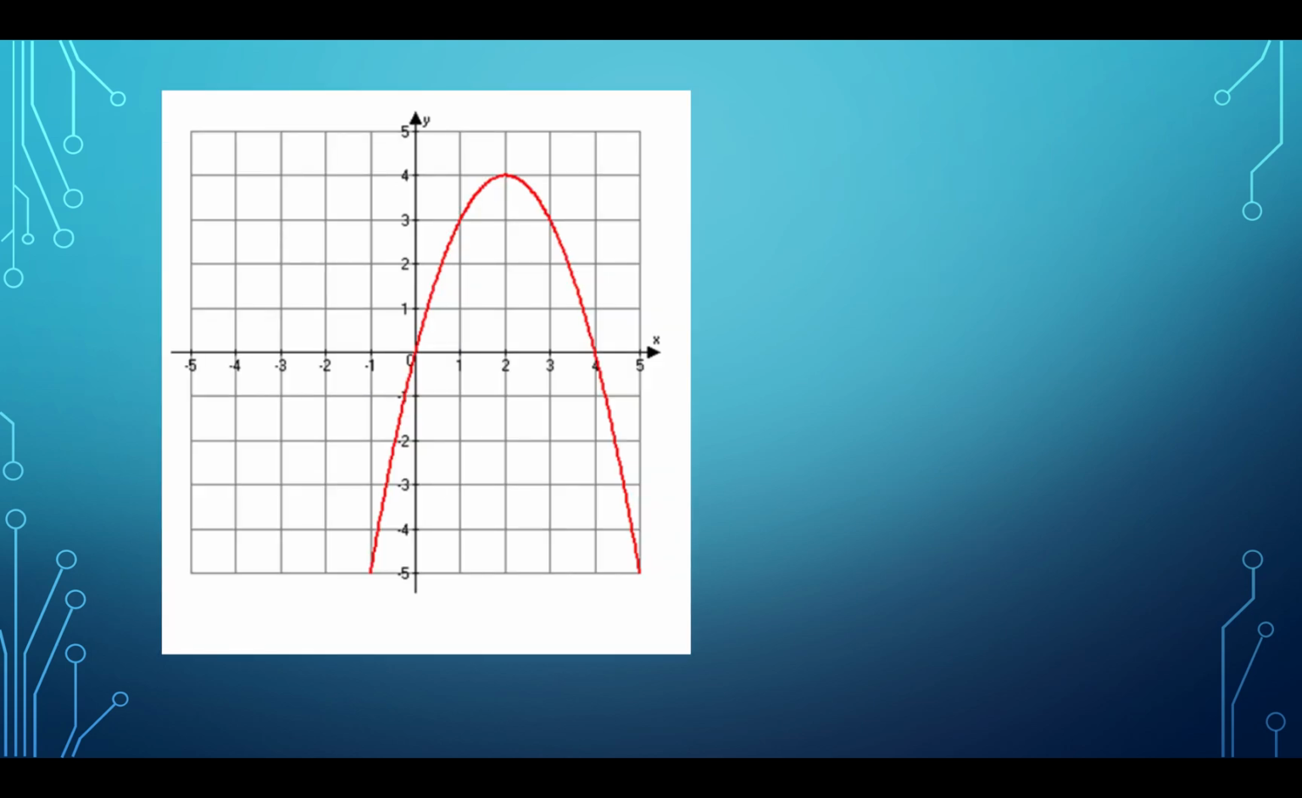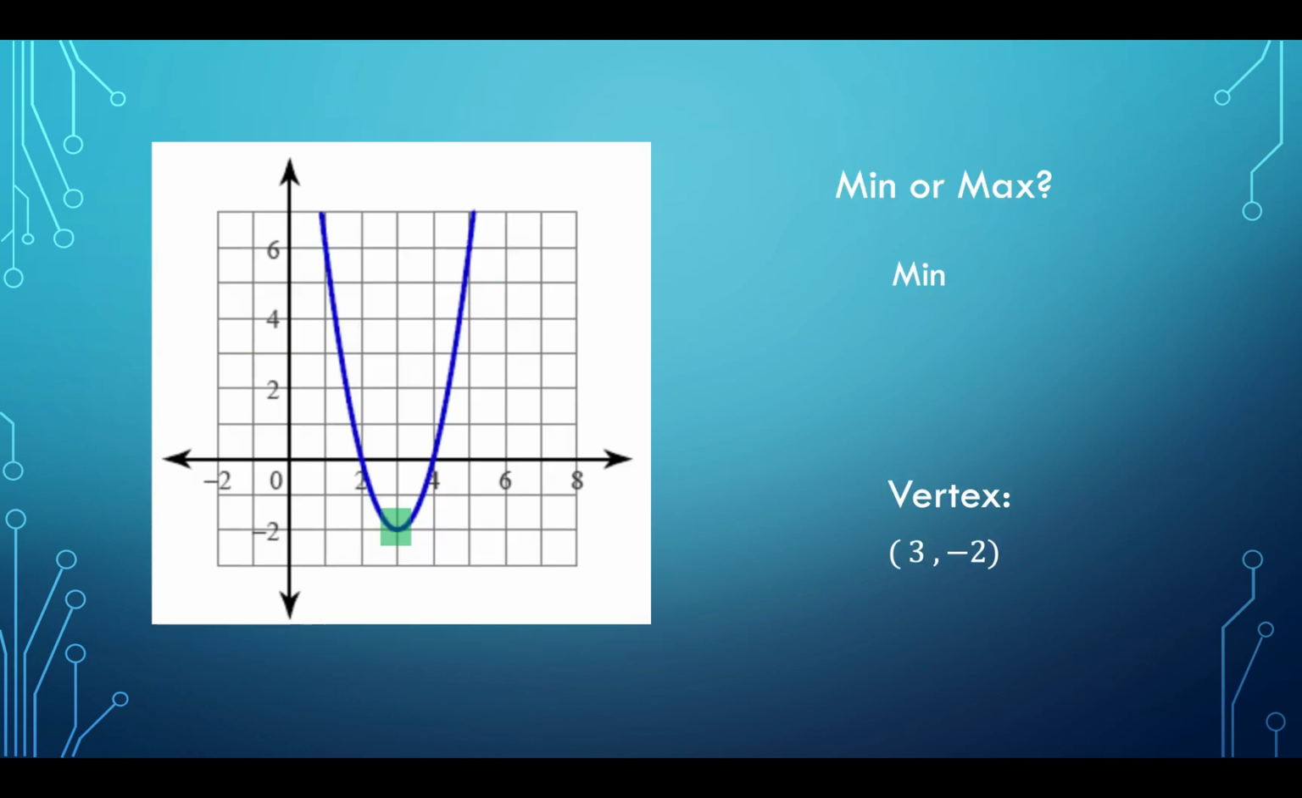And then in this graph, do we have a minimum or a maximum? And then tell me what the vertex is. Remember the graph, the top. So we have a max here. Why is it a max? Because the highest point on the graph is up here. So if the graph opens downward, we have a max. And if the graph opens upward, we have a minimum.